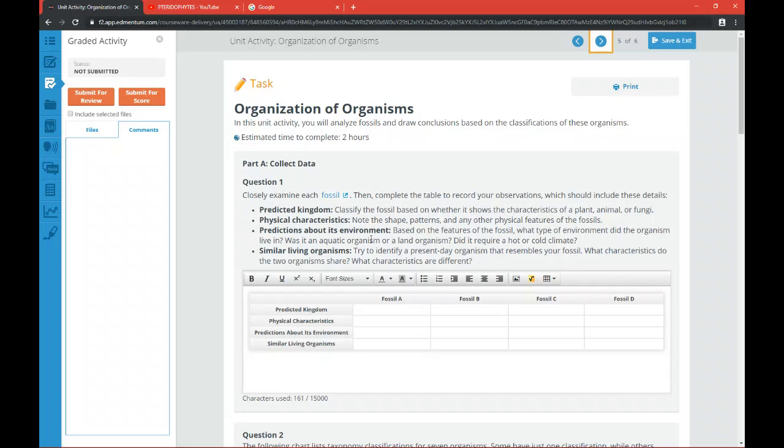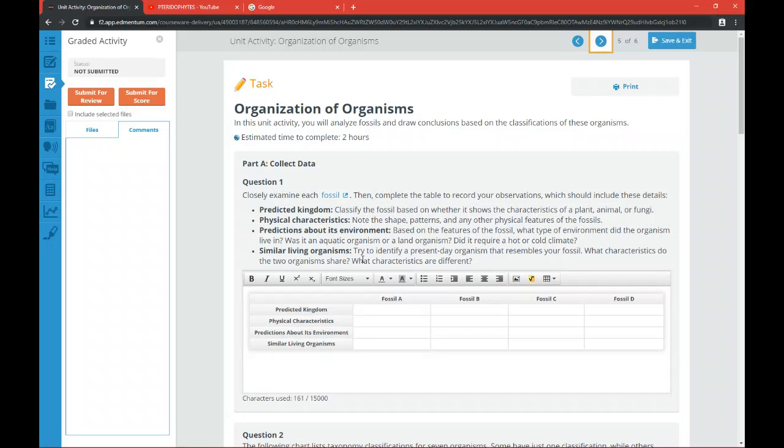Predict what type of environment based on the features of the fossils. What type of environment did the organisms live in? Was it aquatic organisms, land organisms? Did they require a hot or cold climate? So you're going to use your deductive reasoning, your opinions, and your observations to answer those questions.